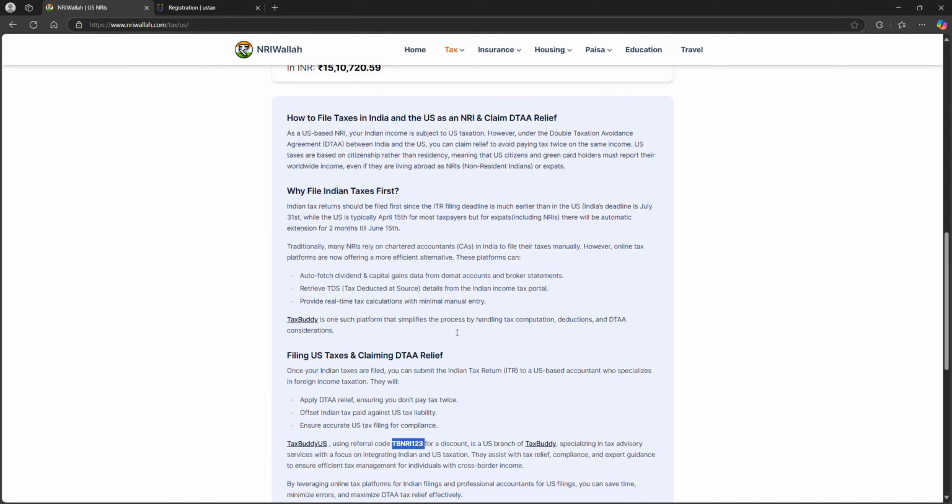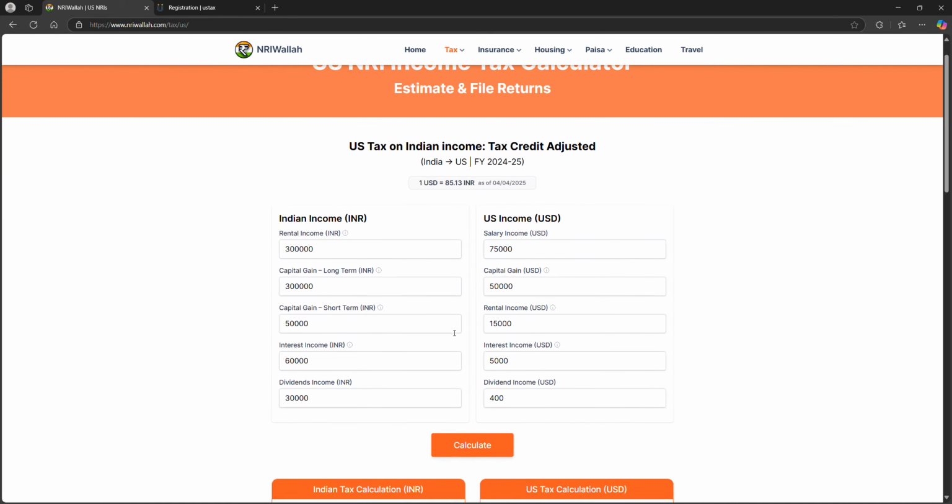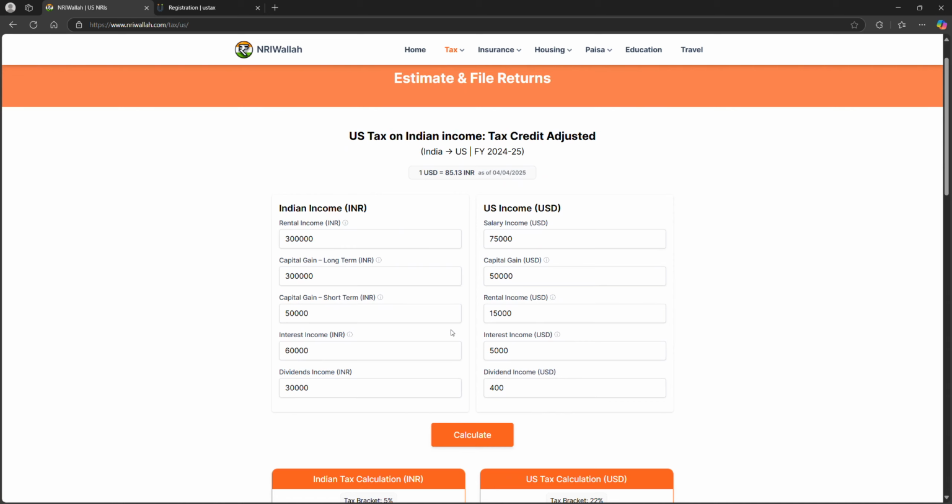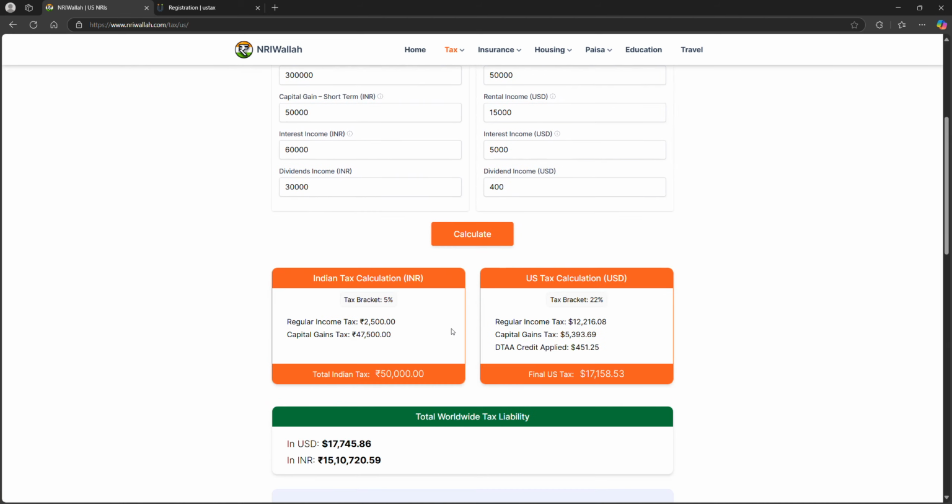This is just a simple calculator to make you aware of how we can file the Indian taxes as well as the US taxes.